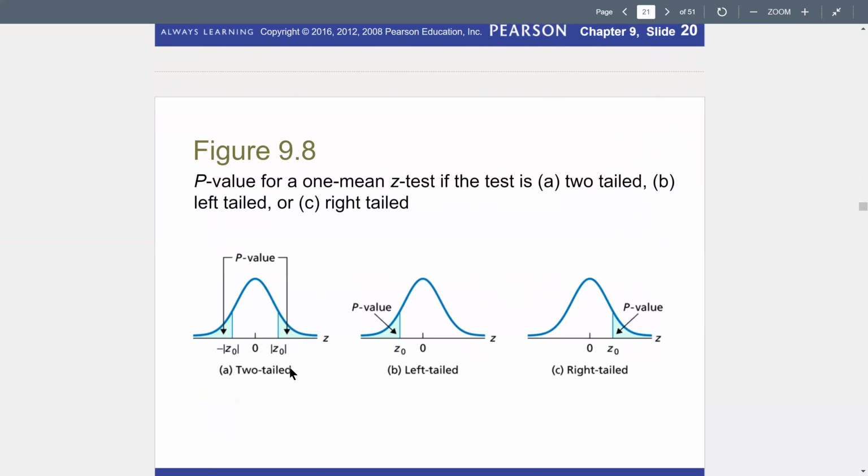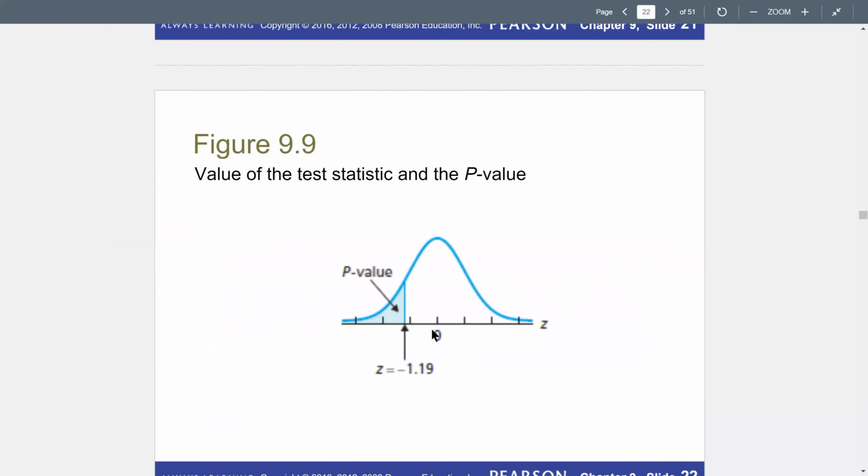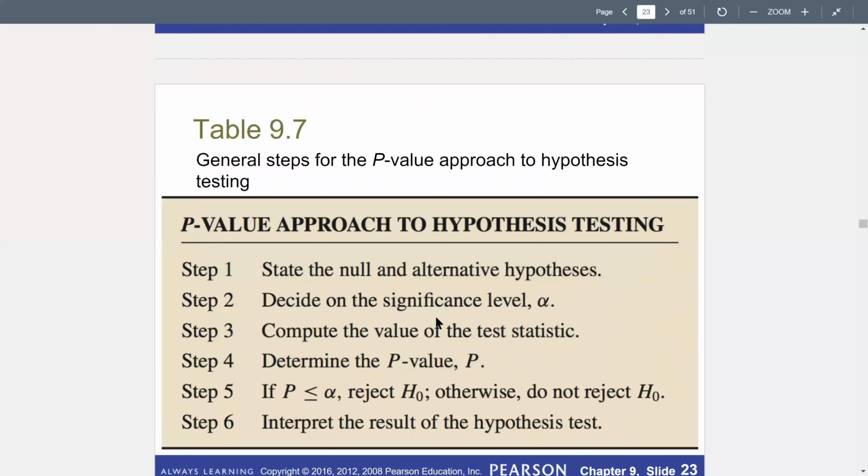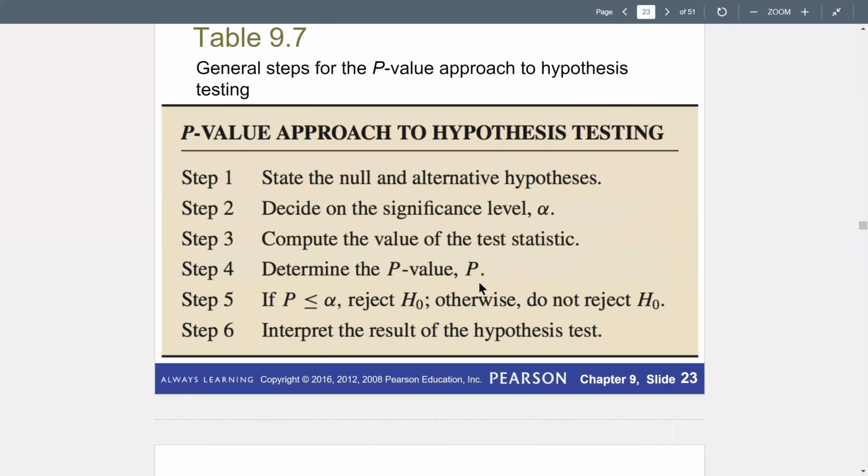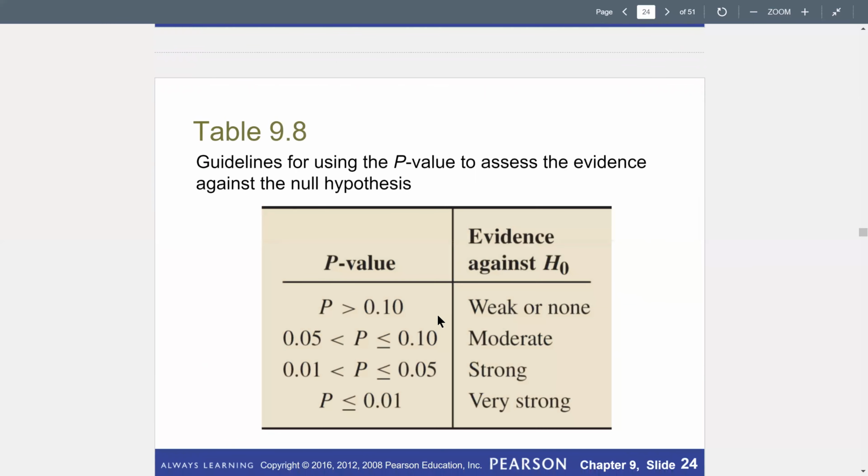So how do you determine the p-value? It's to either side, the tail side, of the test statistic. So this is the p-value approach. You follow this and you will be able to get the p-value, compare it with alpha, and determine whether you should reject the null hypothesis or not. When the p-value is very, very small, it's very strong, very significant.